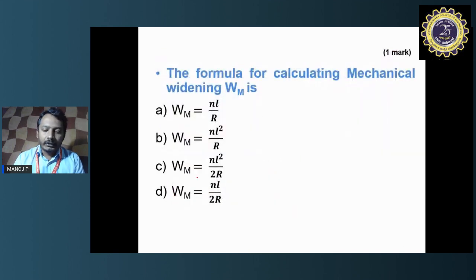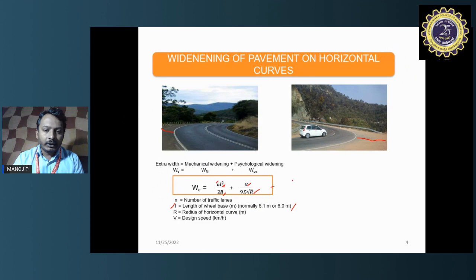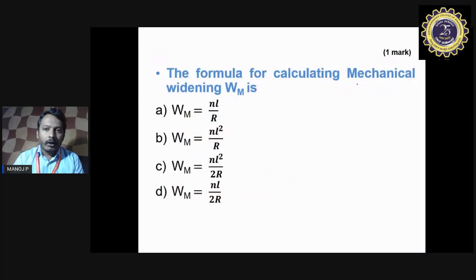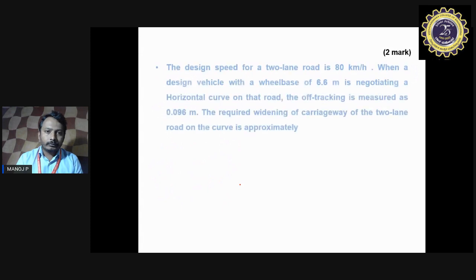Now, they may ask you questions based on this equation, numerical problems also. The formula for calculating mechanical widening Wm is what? As I said, Wm is equal to NL square divided by 2R. So the correct option is option C. Sorry, NL square divided by R. The correct option is option B. Wm is equal to NL square divided by R.